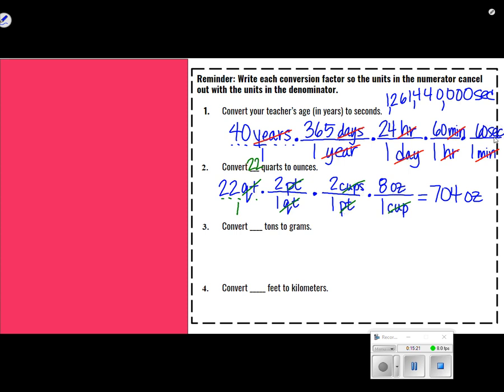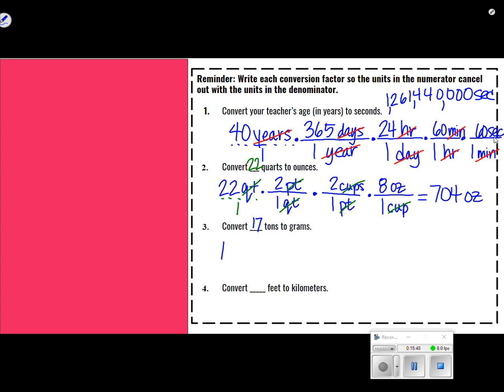All right, let's look at number 3. We're going to convert 17 tons into grams. So we're going from something really big. Tons are really big. And we're going to grams. Grams are really tiny. So we should expect a big number. Anytime you go from something really big and convert it to something tiny, we should end up with a really big number. All right, so 17 tons to grams.